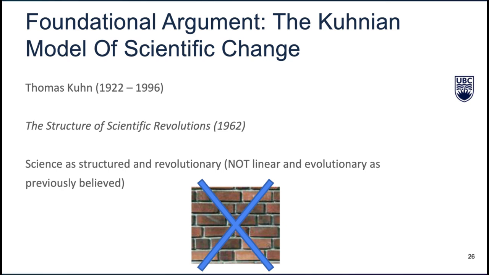But Kuhn argued that science did not evolve in a linear, cumulative way. Rather than this slow and steady growth, Kuhn found that scientific changes happened as revolutions, and that these revolutions were structured by scientific communities. And we call this perception of science as structured and revolutionary the Kuhnian model of scientific change.